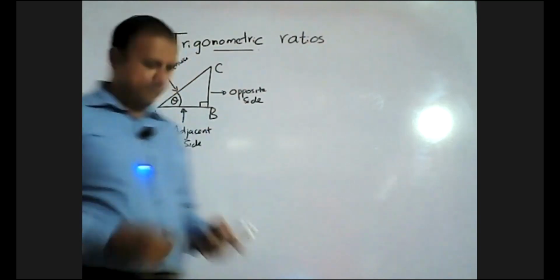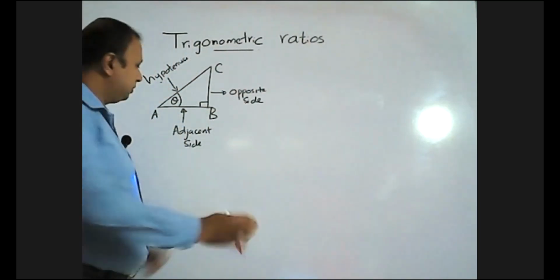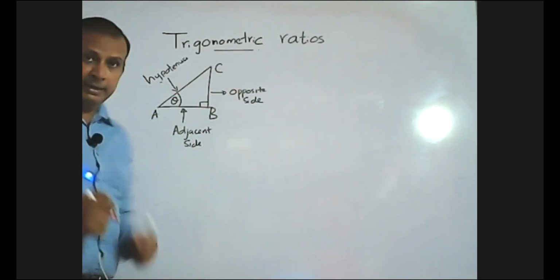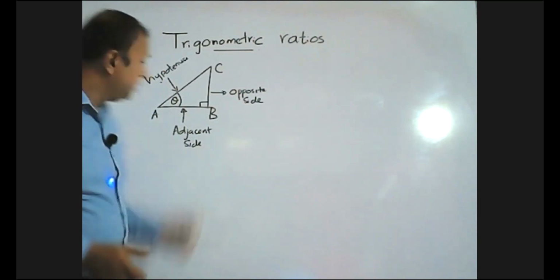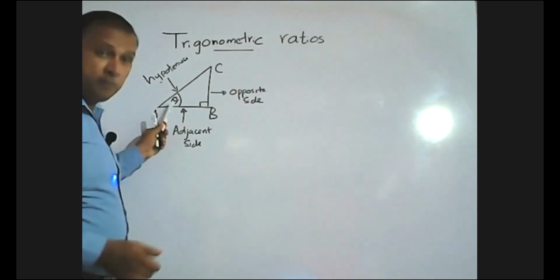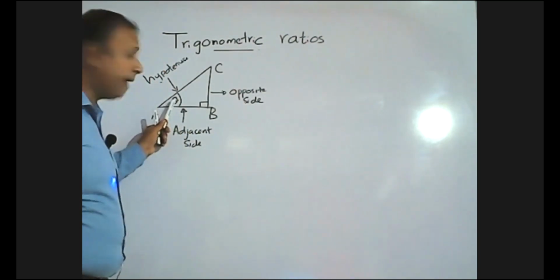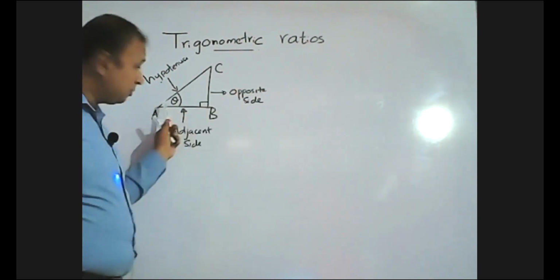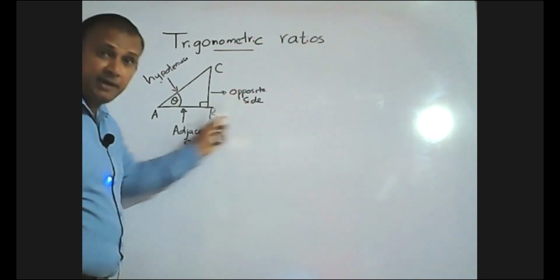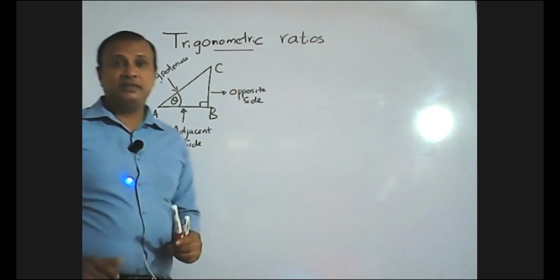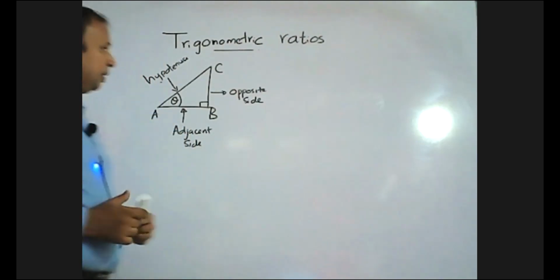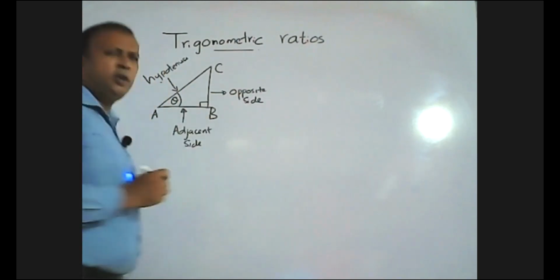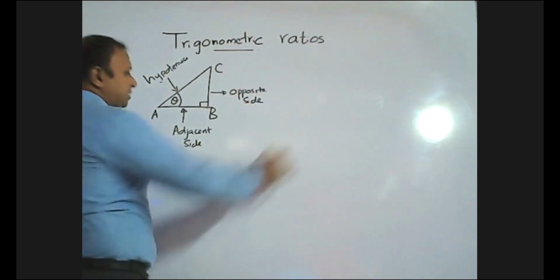If I consider a right angle triangle, this is the hypotenuse. With respect to this angle, this is the hypotenuse, this is the opposite side, and this is the adjacent side. We can define trigonometric ratios as follows.